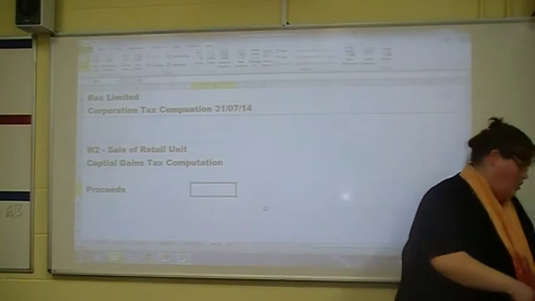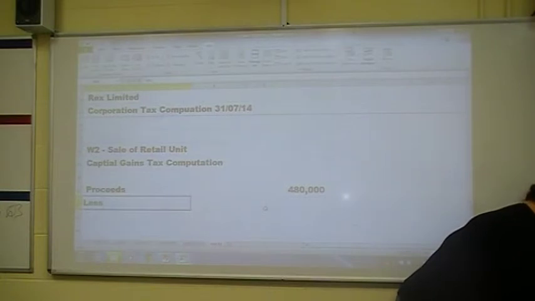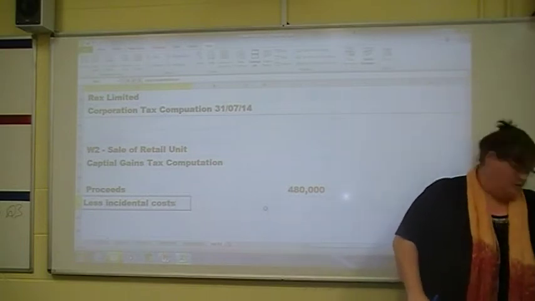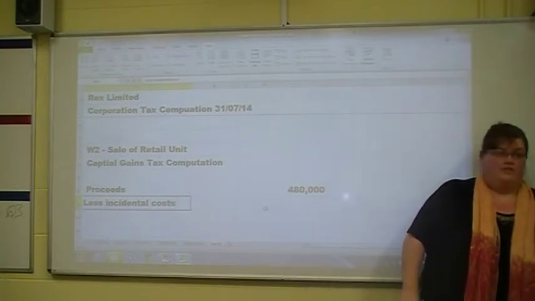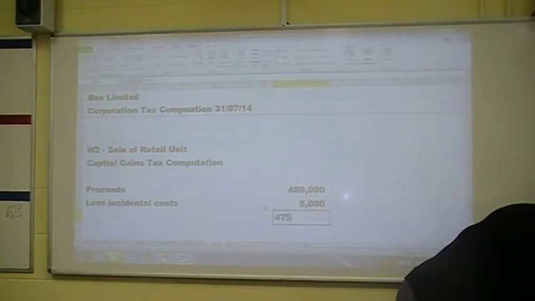Okay, so we start with our proceeds figure, which is 480,000, less our incidental costs. And our incidental costs are our legal fees on the sale of it, which are 5,000.